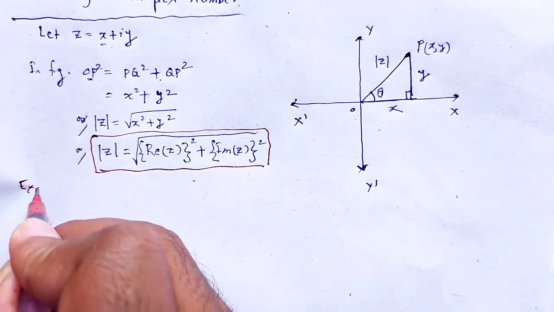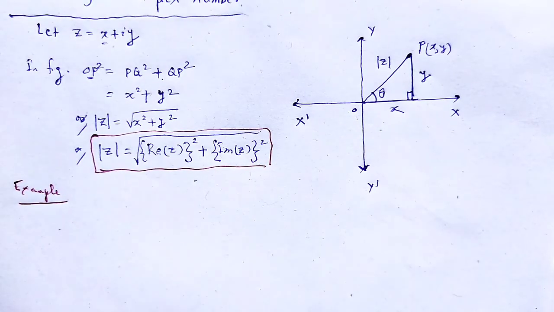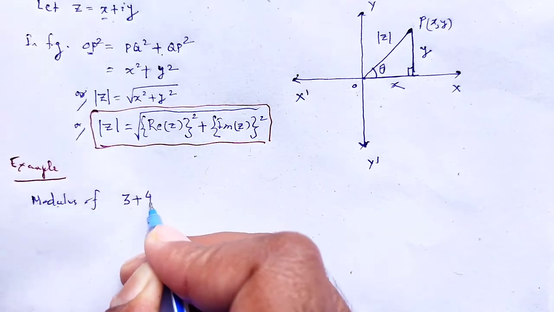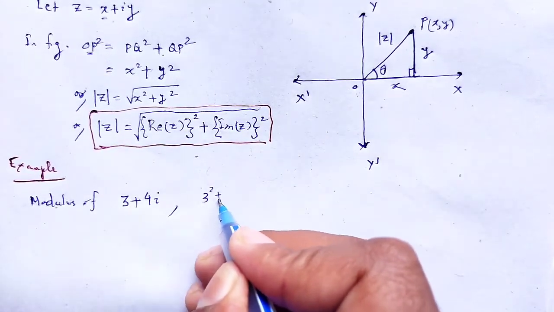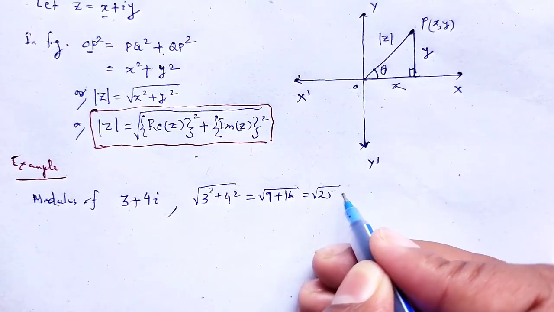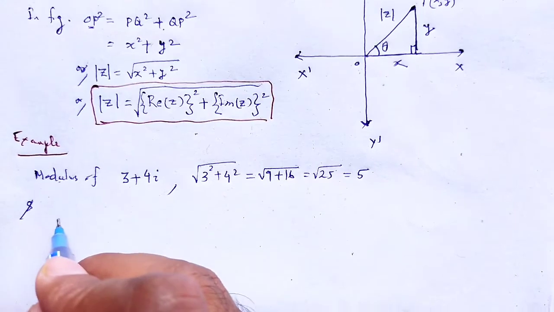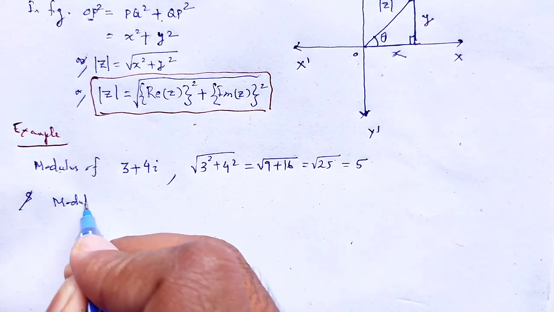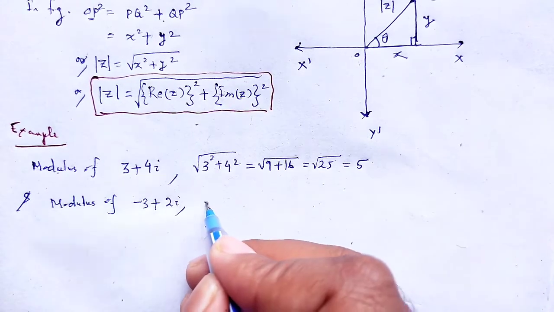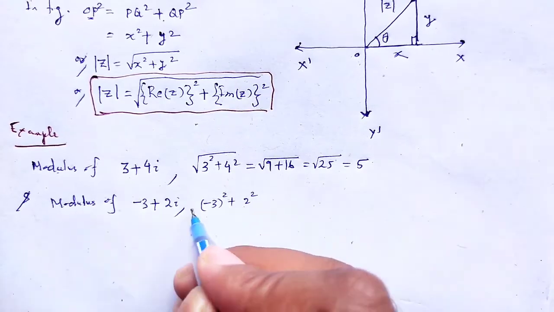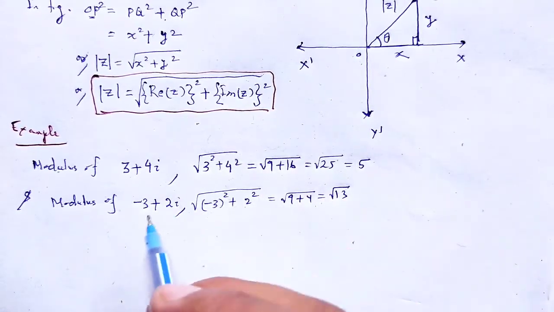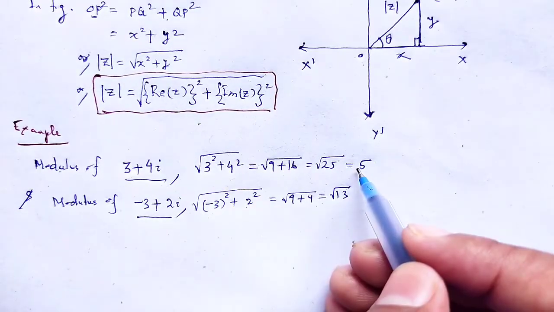Taking an example, find the modulus of the complex number 3 plus 4i. That is the square root of 3 square plus 4 square, that is the square root of 9 plus 16, square root of 25, which is equal to 5. And again another example, modulus of the number minus 3 plus 2i. Square of the real part, that is minus 3 square, imaginary part 2 square, under root, 9 plus 4 under root, it is the square root of 13. This is the modulus of that complex number.